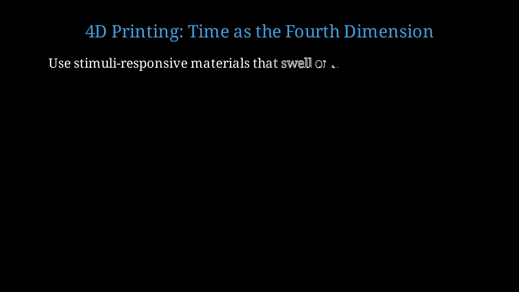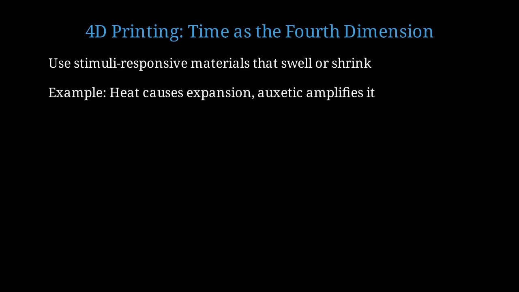Let me introduce 4D printing, where time is the fourth dimension. These are structures that change shape over time in response to stimuli. 4D printed auxetics use stimuli-responsive materials that swell or shrink in response to temperature, humidity, or other triggers. The auxetic architecture amplifies these small material changes into large shape changes. For example, a material that expands 5% with heat can drive a 50% shape change if embedded in an auxetic structure with high amplification. Let me summarize the key concepts we've covered in this rigorous lecture.